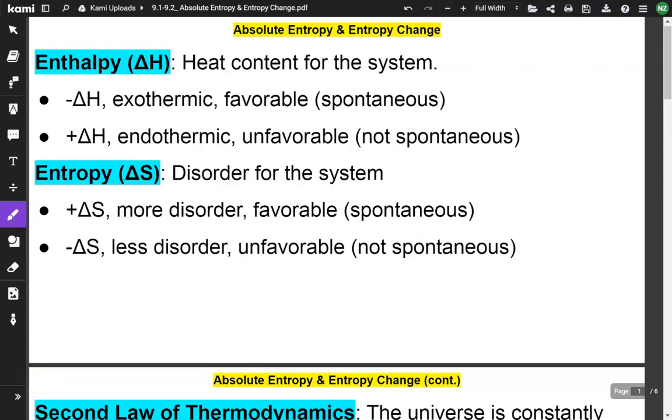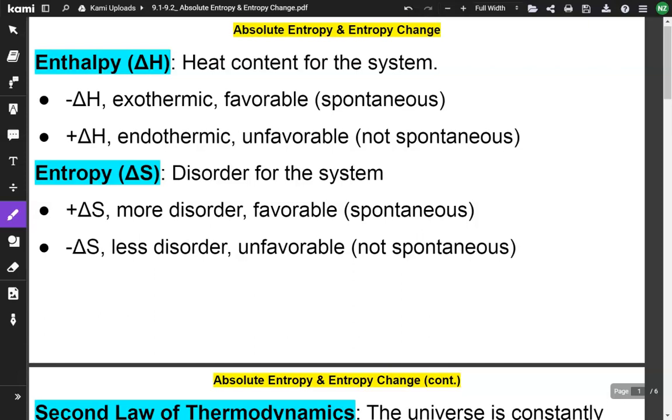In this video, we're going to go through absolute entropy and entropy change. So we're going to begin by talking about entropy and enthalpy. Enthalpy is a term that you're familiar with. Enthalpy we represent with delta H, and that's just the heat content for the system. We know that if we have a negative delta H value, it's exothermic. If it's a positive delta H value, that's endothermic, meaning it's absorbing heat.